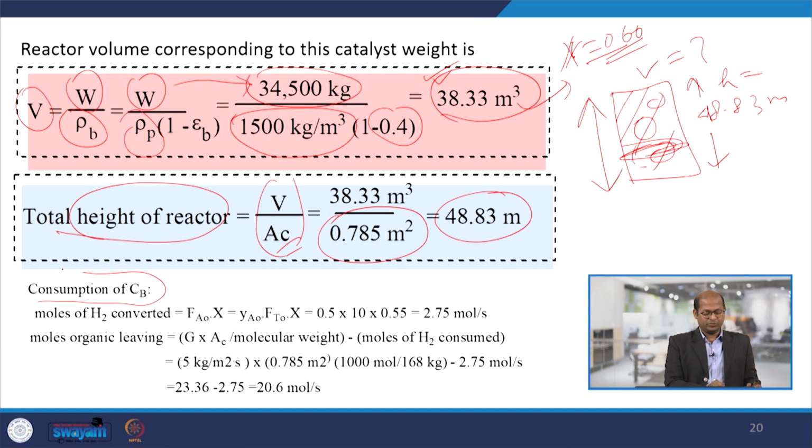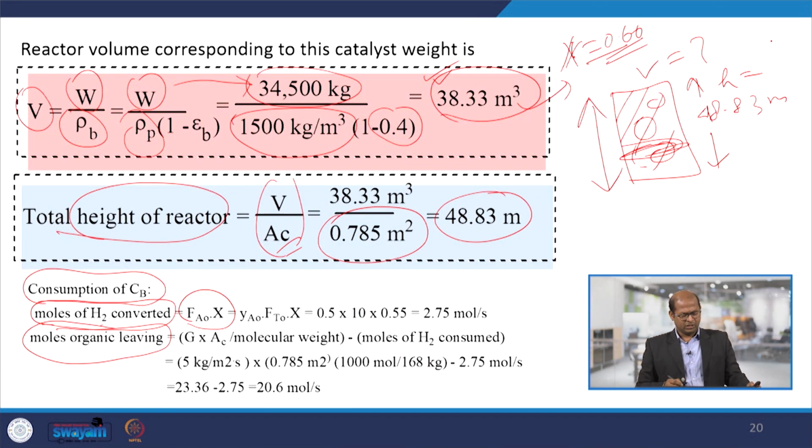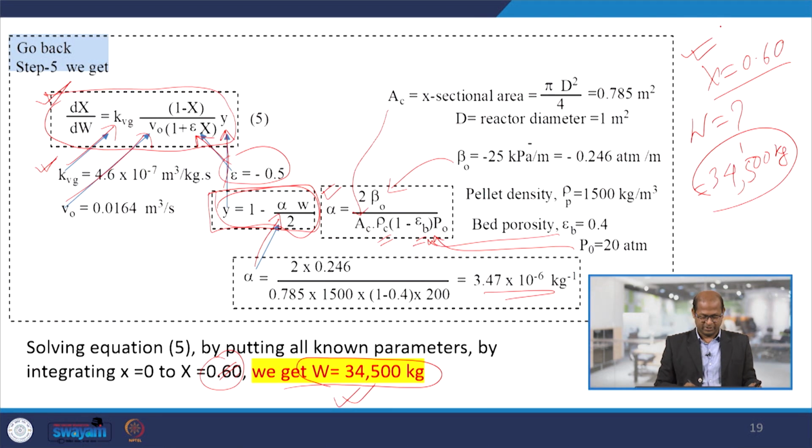Now we can also find out the consumption of component A or component B, and how much of each component is leaving the reactors. So, the moles of A or hydrogen that is converted, if you know Fa naught into x, we can substitute here. Here it would be 55%. We put it by mistake there; for this particular system it was 55%, not 60%. So, based on that you have to do the calculations, not 0.55.